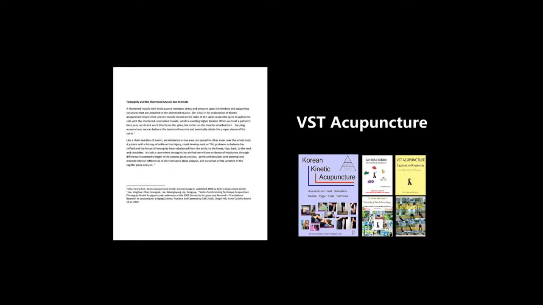When we treat a patient's back pain, we do not work directly on the spine, but rather on the muscles attached to it. By using acupuncture, we can balance the tension of muscles and eventually obtain the proper stance of the spine. Like a chain reaction of events, an imbalance in one area can spread to other areas over the whole body.